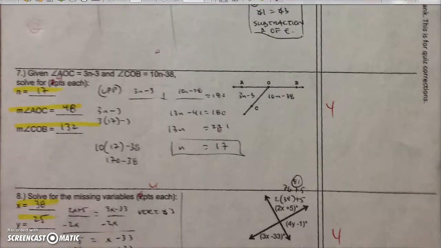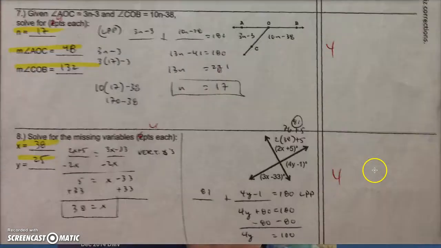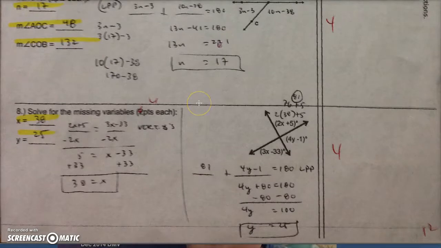Question number 8. Similar problem from the previous week. It is starting with vertical angles, because you have two intersecting lines. And you'll notice how to start because they both have an x variable. So I set them equal to each other because of vertical angles.